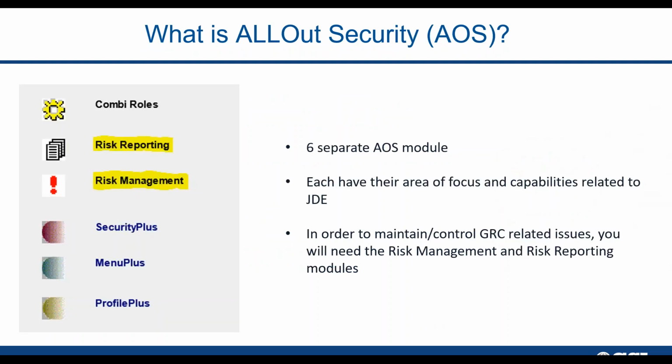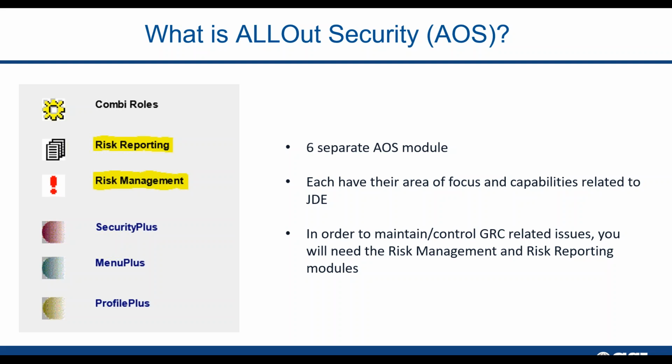All right. So again, continuing with ALLOut Security, there are 6 modules, if you will, of AOS. All can be purchased separately. That's why they have broken them out. And they're pretty self-explanatory, as you see here on the left. The 2 highlighted are the ones we're going to go over today, because those are the ones that directly pertain to risks and GRC related issues.